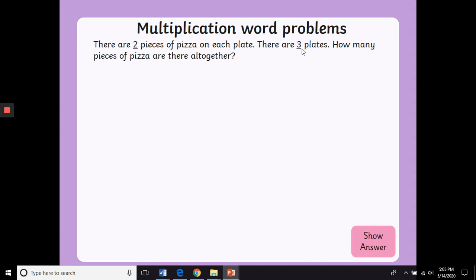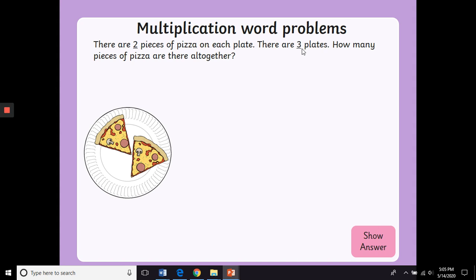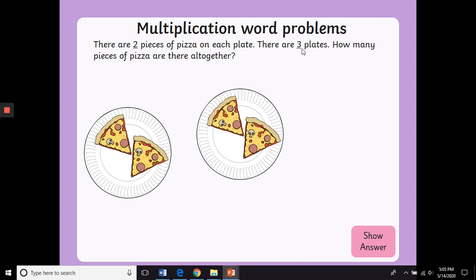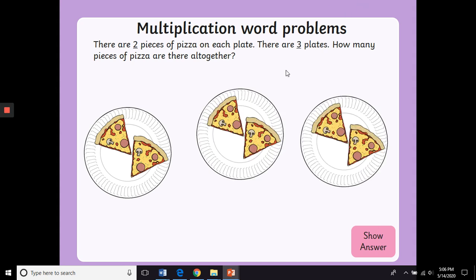Now let's see how this word problem looks. I have 1 plate, my second plate and my third plate. Okay, so there are 3 plates and on each plate there are 2 pieces of pizza. So I'm going to skip count. What am I going to do? I'm going to skip count in my 2's. 2, 4, 6. And my answer is 6.